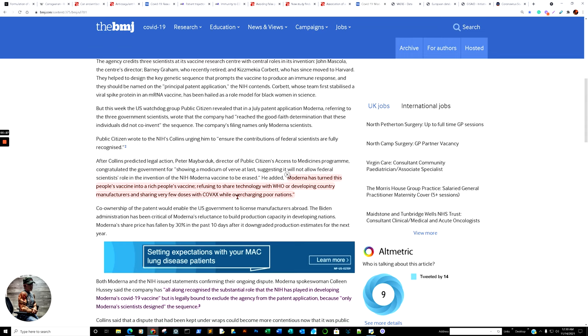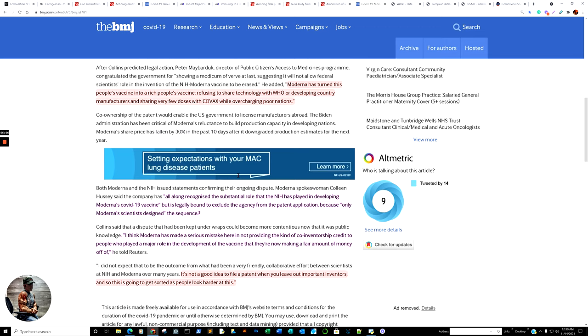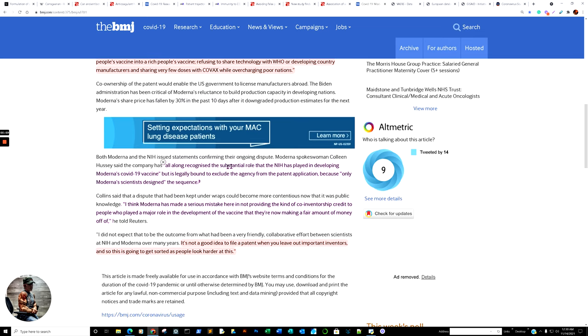I mean, well, yeah, character is something when someone's not looking, but then there's also just basically this. Now let's read the front part. After Collins predicted the legal action, Peter Maybarduk, Director of Public Citizen's Access to Medicine Program, congratulated the government for showing a modicum of vigor at the last, suggesting it will not allow federal scientists' role in the invention, what the heck, of the NIH Moderna vaccine to be erased. All right, so they're trying not to. But this is what Moderna wants to do. Are you ready? Moderna has all along recognized the substantial role that the NIH has played in developing Moderna's COVID-19 vaccine, but is legally bound to exclude the agency from the patent application because, quote, only Moderna scientists designed the sequence.